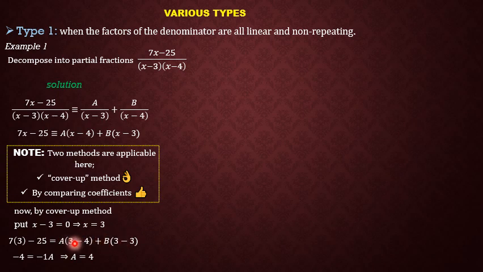Now 3 minus 4 is actually negative 1, and negative 1 times a is actually negative a. Then 7 times 3 is 21, and 21 minus 25 is negative 4. So at the end of the day, I have negative 4 being equal to negative 1a, and therefore my a is just equal to 4.